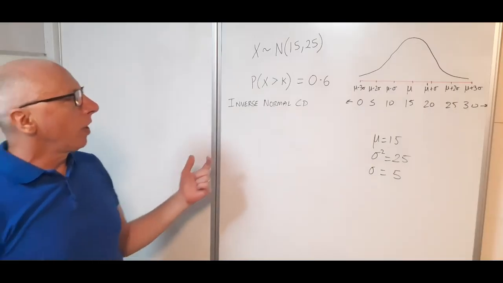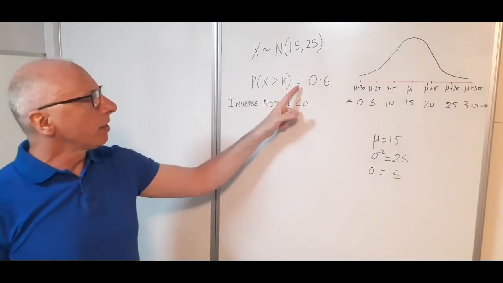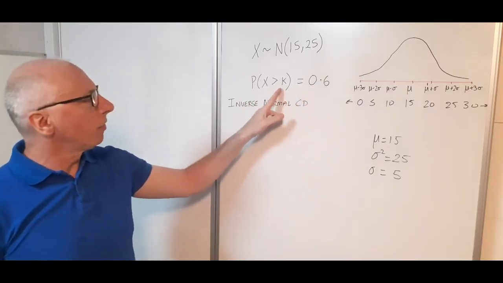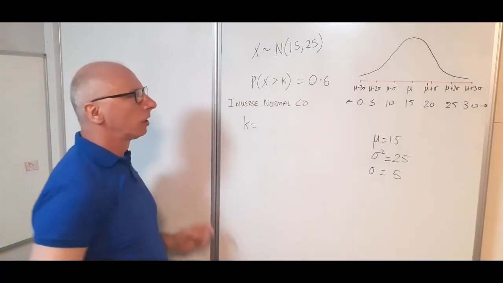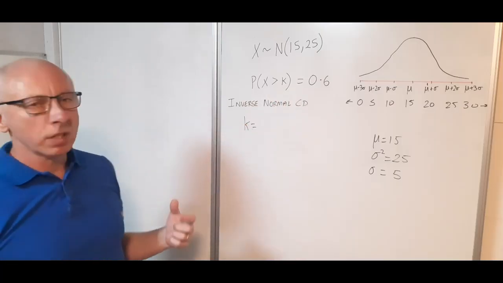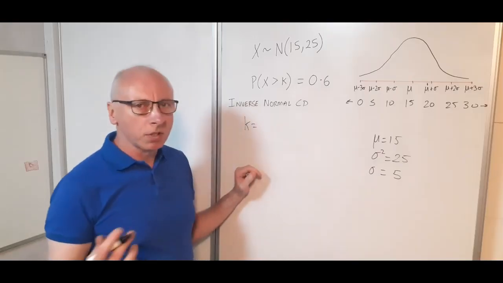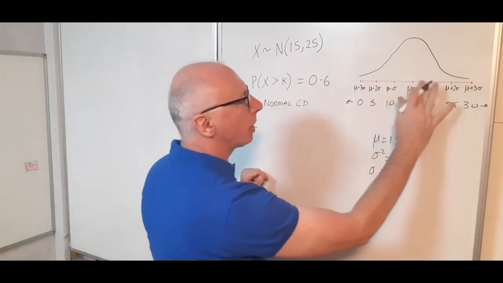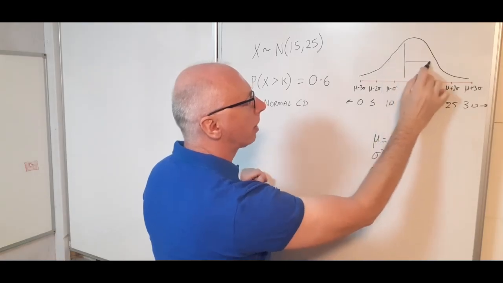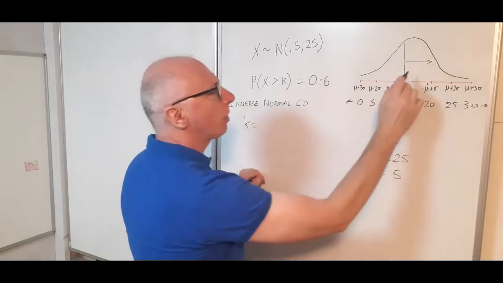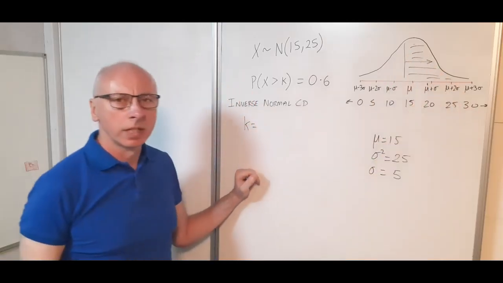So what we want to find is k, such that the probability that x is greater than k is 0.6. That's our goal. Now, 0.6 as a percentage is 60%. So 60%, obviously more than 50%, because from the mean, that would be 50%. So we've got somewhere along here. We want to find this shaded area here all the way across.